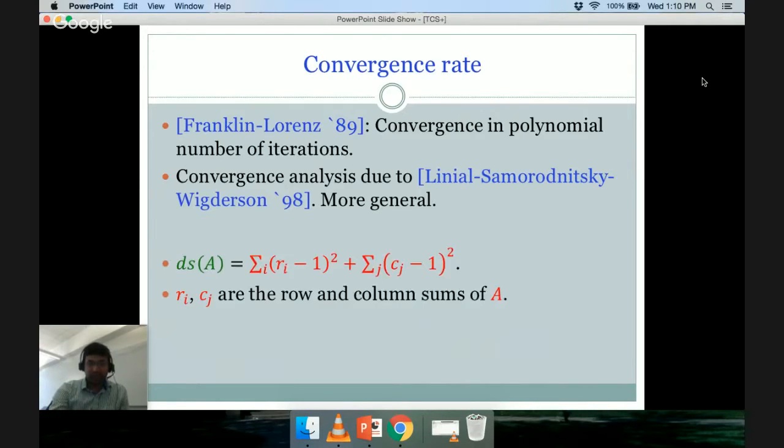a more general condition. To move on to the convergence analysis, I'll need to define a distance of a matrix to doubly stochastic. It's really the natural distance; you can use any kind of distance you want, and the analysis would probably work. So ds of A is a measure of how far A is from doubly stochastic. It's the summation over i of (Ri minus 1) squared plus the summation over j of (Cj minus 1) squared, where Ri and Cj are the row and column sums of A. You just take all the row sums, measure how far they are from 1, add them up, and same for the column sums. This defines a distance of A from doubly stochastic. Maybe this is not technically a distance, but okay.